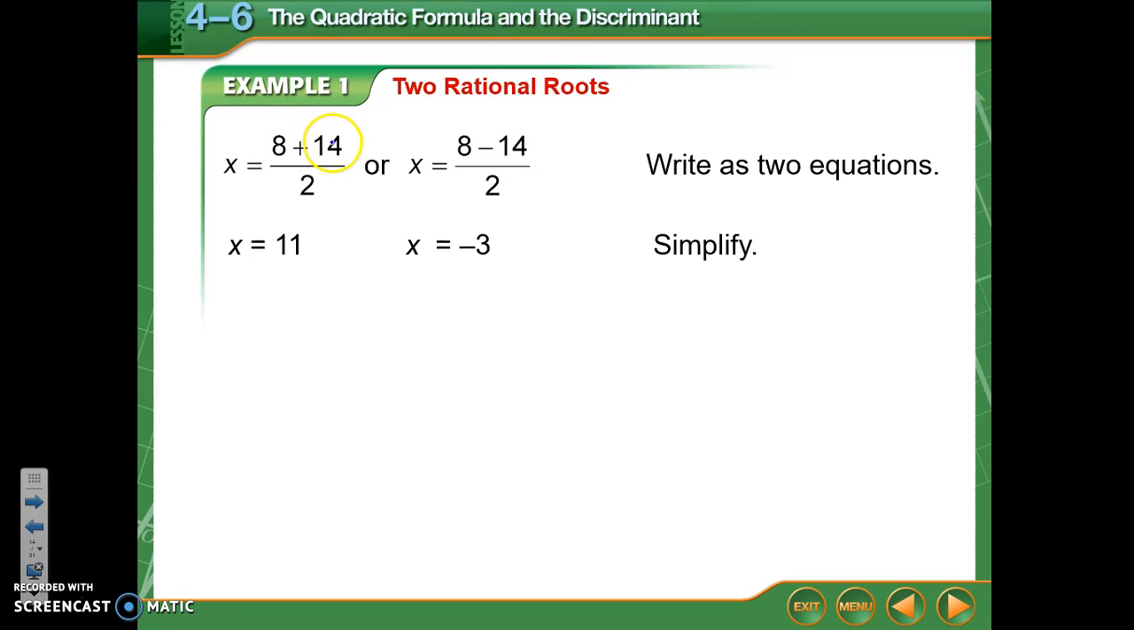Simplify those. 8 plus 14 is 22. 22 divided by 2 is 11. 8 minus 14 is negative 6. Negative 6 divided by 2 is negative 3. So I have 2 rational solutions, 11 and negative 3.